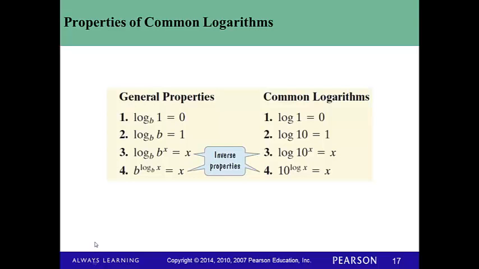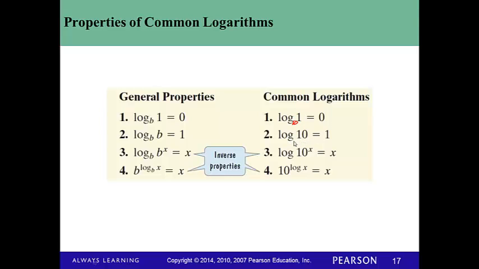Here are some properties. We went through property 1, log base b of 1. Doesn't matter what the base is, it will be 0. We looked at properties 2, 3, and 4. Now for the common logs, base 10, it still holds true. So log of 1 is 0. This is as a base 10. The base doesn't matter. If the argument's 1, it's 0.